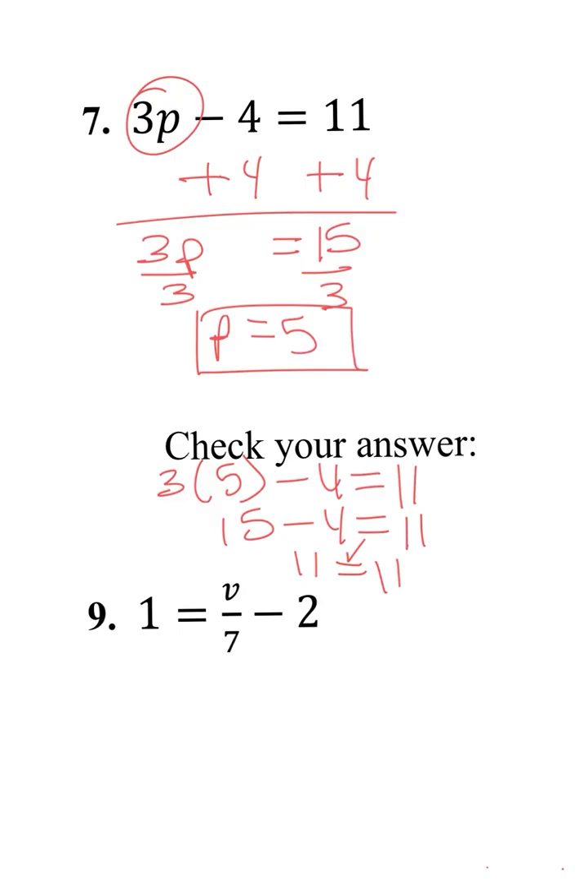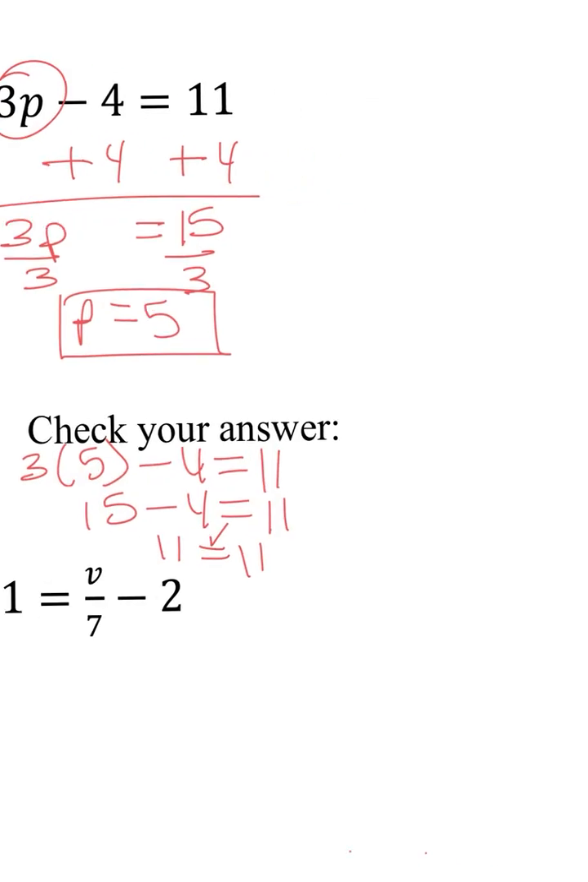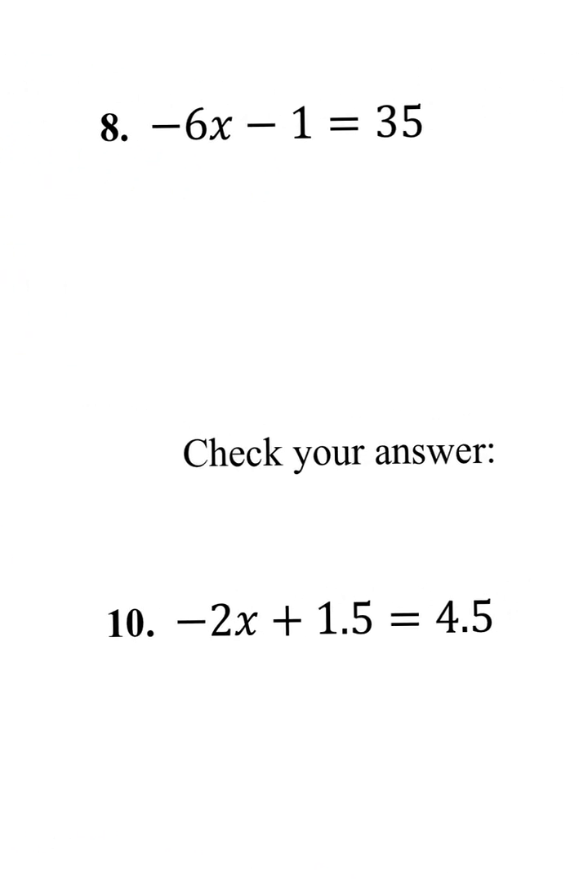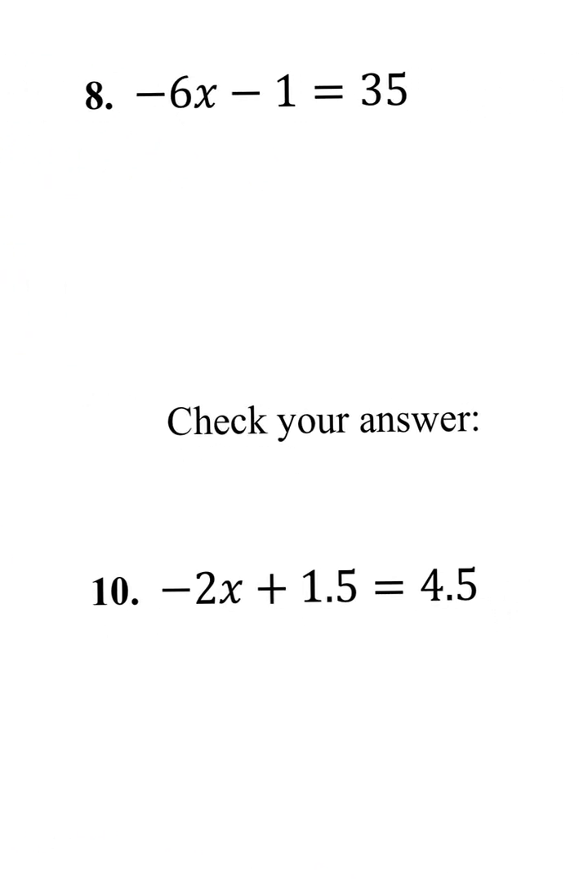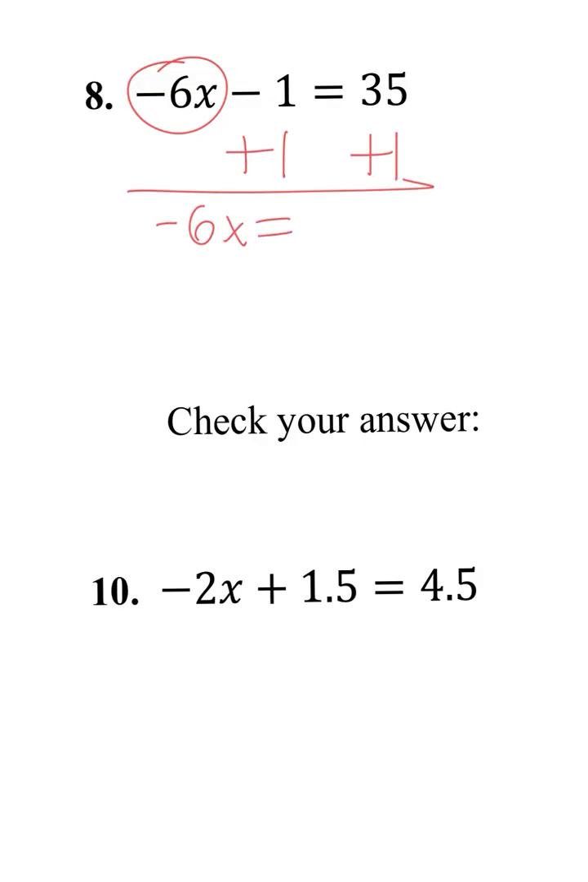All right, number 8. On number 8, here we go. Circle the number and any variables attached to it. First things first, get rid of any addition or subtraction. So the opposite of subtracting 1 is adding 1. So I'm left with negative 6x is equal to, what's 35 plus 1? 35 plus 1 is 36.